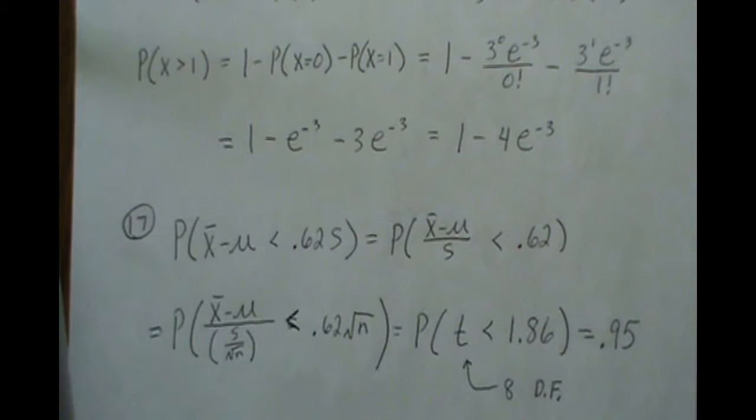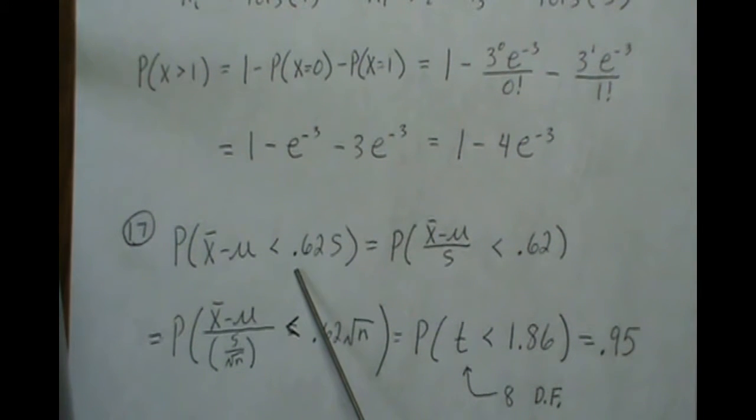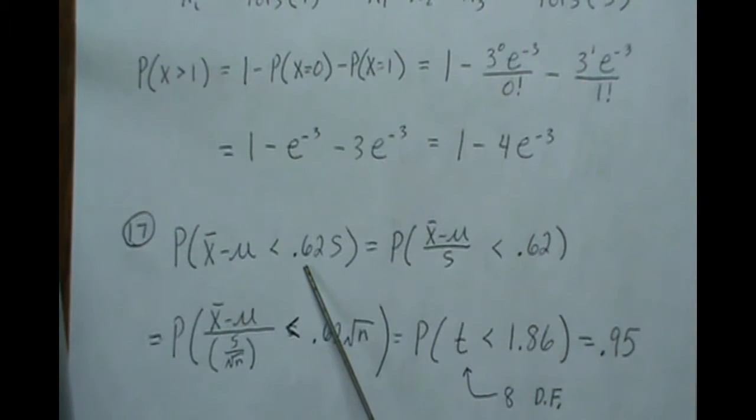Now, number 17, we're asked to find this probability. We're from a normal distribution, unknown mean, unknown variance. So if we divide both sides by s, we get this. Then we multiply both sides times the square root of n, which is what this is. Remember, if you invert this and multiply, square root of n is in the numerator.